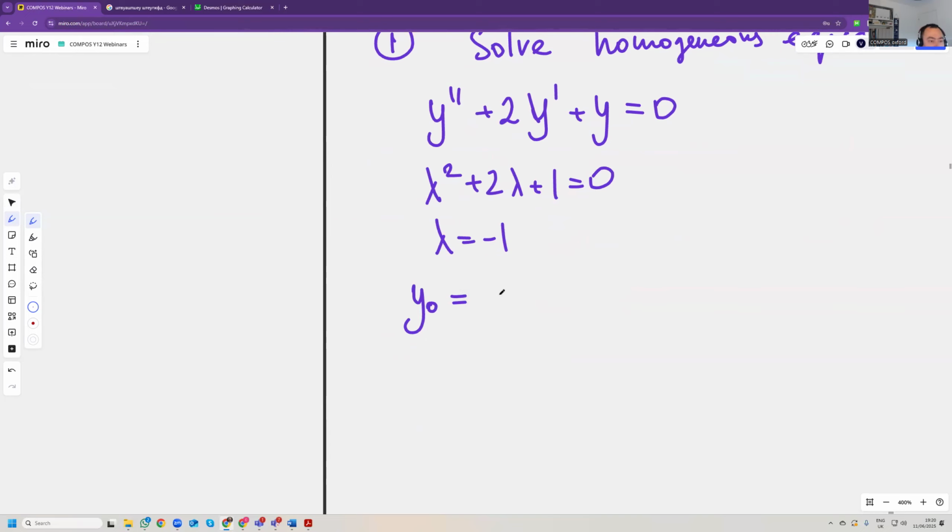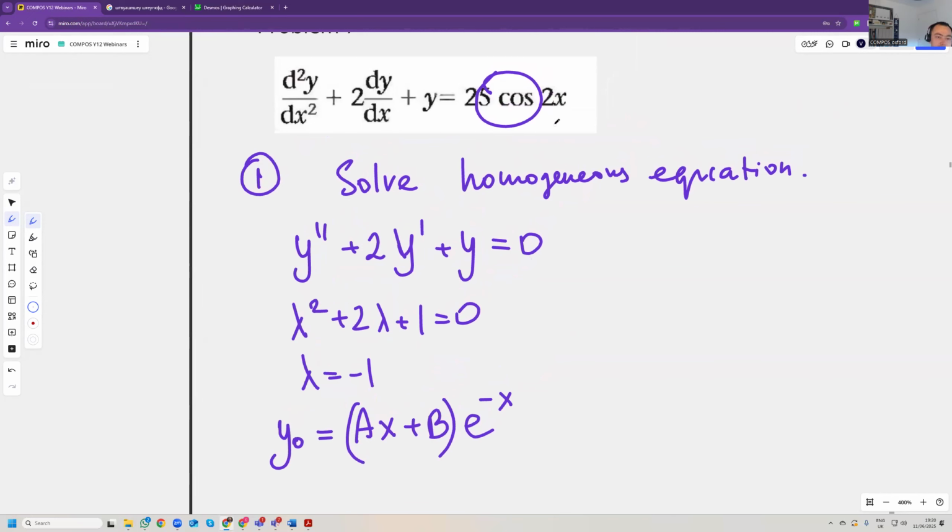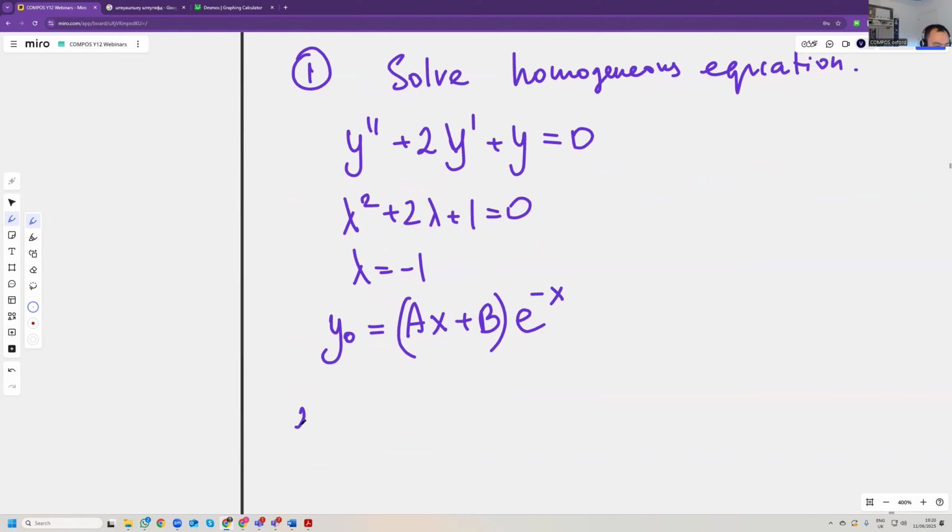right? And it's going to be (ax plus b) multiplied by e to the minus x. That's the solution to the homogeneous equation where it's 0. In the second part, we find the particular integral. So this is called the complementary function.